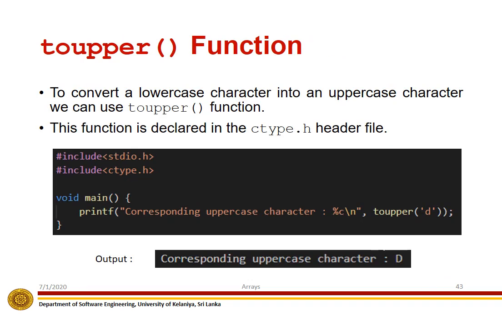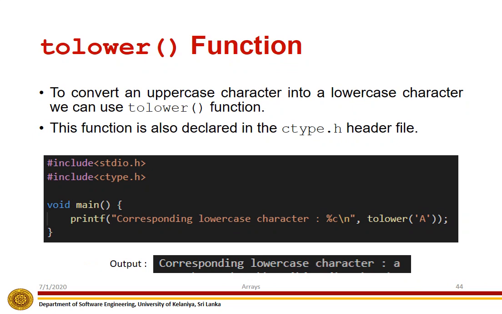toUpper function. To convert a lowercase character into an uppercase character, we can use the toUpper function. This function is declared in the ctype.h header file. Here you can see I am giving the toUpper function the character simple d. It will output capital D, because the toUpper function converts simple characters to capital characters.